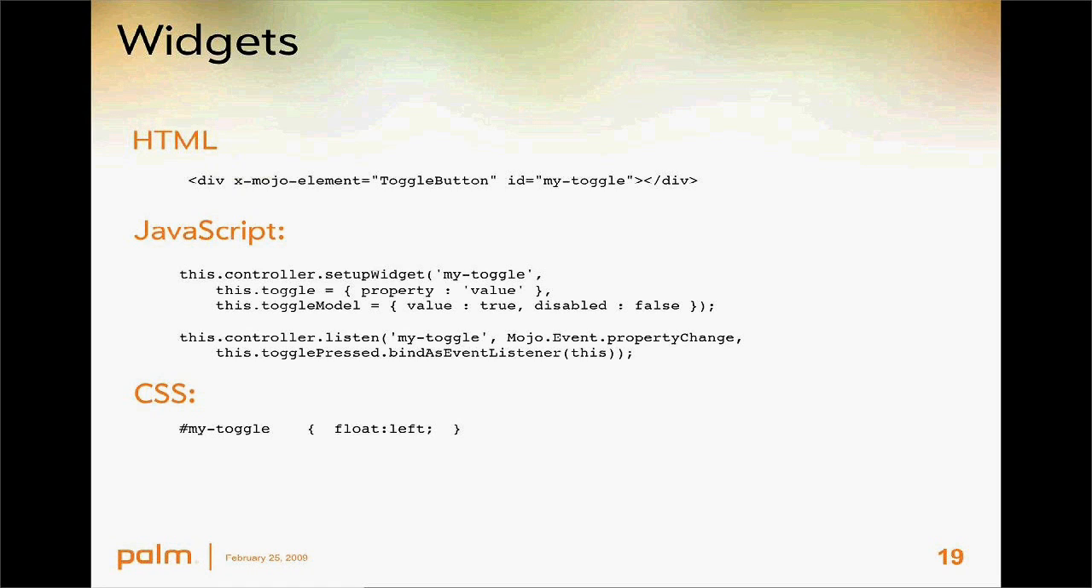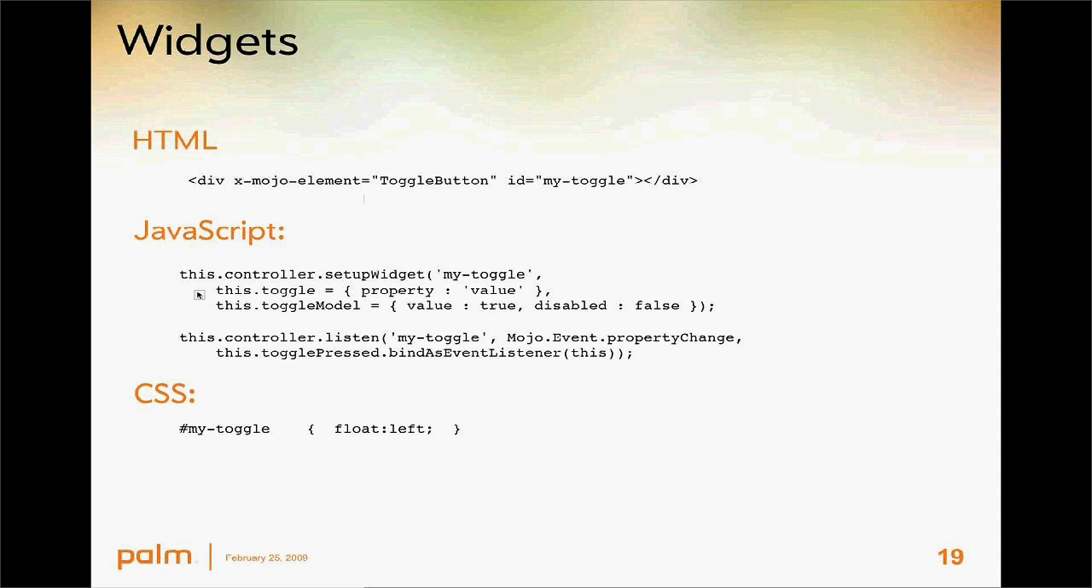They all pretty much work in a similar way. You declare your widgets in the HTML using a div with an XMojo element tag that identifies the widget you're going to be using. You have an ID associated with that, so you can reference it from your JavaScript. In your JavaScript, you'll set up the widget by referencing that ID or name. It just has to be a unique DOM way of getting to the element.